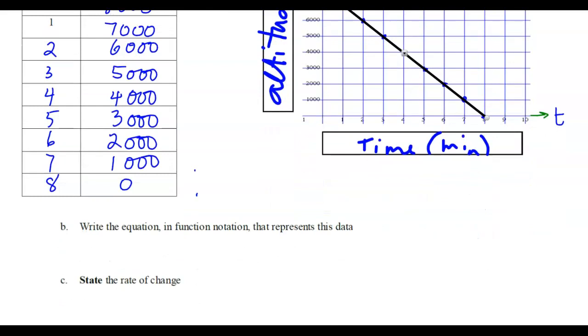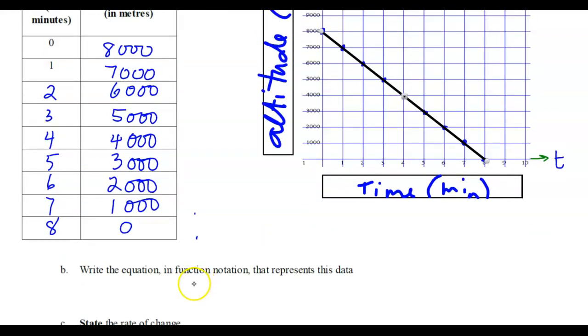So it says write the equation in function notation. Our dependent variable is A in terms of time. And what's our rate of change here? Well, for every change of 1 minute, the altitude decreases by 1,000. So our rate of change is negative 1,000 meters per minute. So that's what we always multiply our independent variable by.